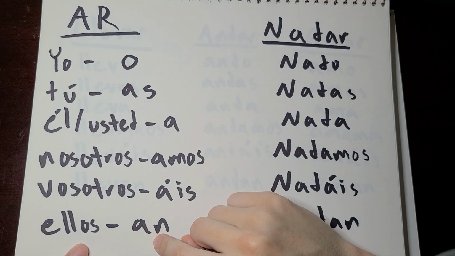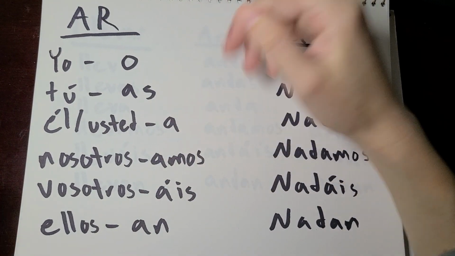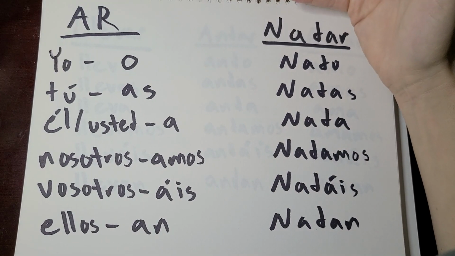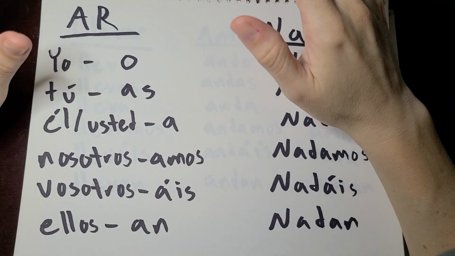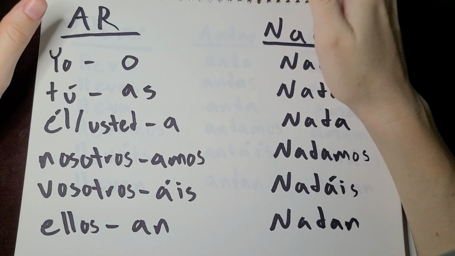AR becomes AN. Ustedes, you all do something, the same thing but the polite form. This is always what is used. Always.